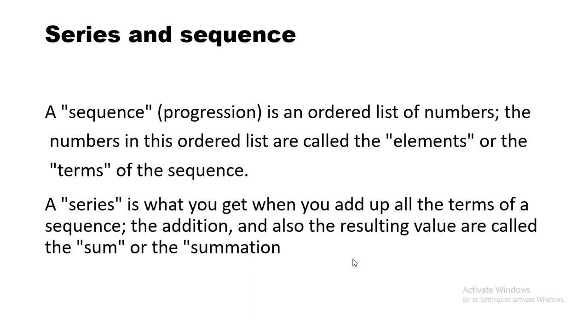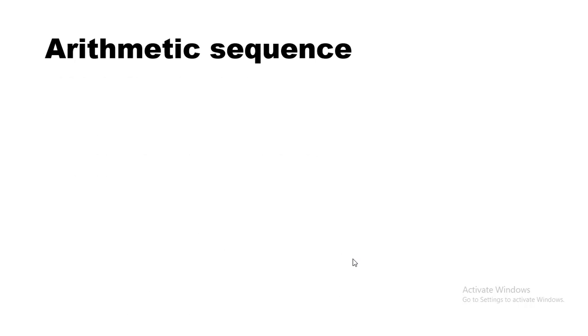A series is what you get when you add up all the terms of a sequence. So series indicates the sum of the sequence, whereas a sequence is an ordered list of numbers that are arranged in certain order. I hope you have understood what exactly a sequence and series is. So let's move on to our next topic, that is arithmetic sequence.